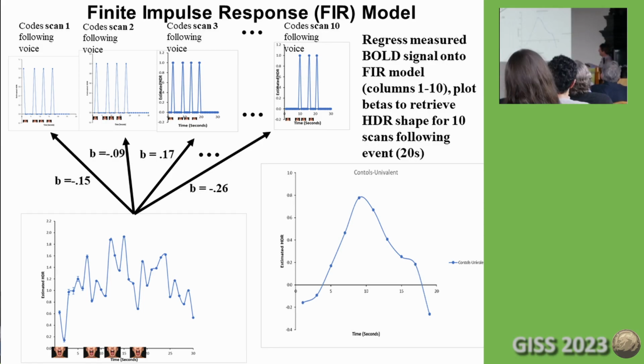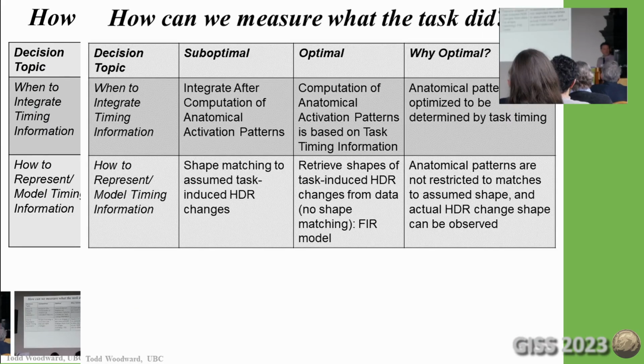It's because every one of these columns of zeros and ones explains the variance over and above all of the other columns. And those of you that are familiar with multiple regression will understand that a beta only indexes variance over and above all of the other ones. And that's why we can actually get this really precise type of hemodynamic response shape.